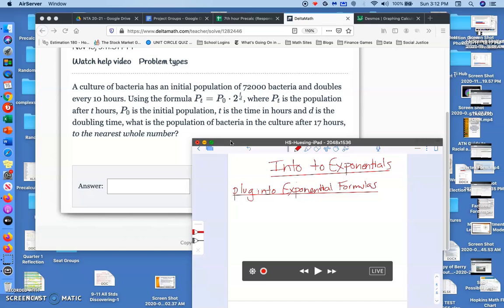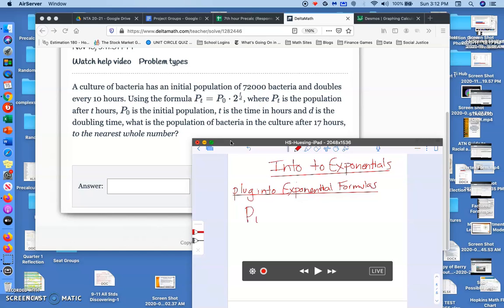We are given a culture of bacteria that has an initial population of 72,000 bacteria and doubles every 10 hours. And we're given this formula where P sub t is the population after t hours, P sub 0 is the initial population, t is the time in hours, and d is the doubling time. So what is the population of the bacteria after 17 hours to the nearest whole number?